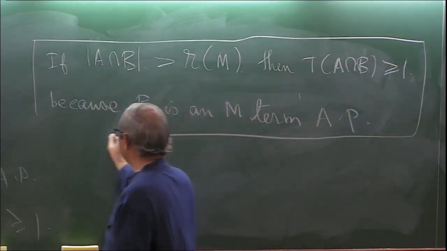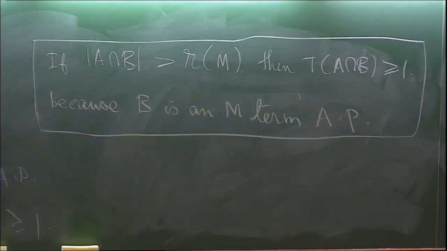And secondly, as she just pointed out, I have to tell you what is L. L is, given a 3-term AP, what is the number of elements of B that contain that 3-term AP. Right? I have to give a uniform bound for the number of M-term APs that contain a 3-term AP.